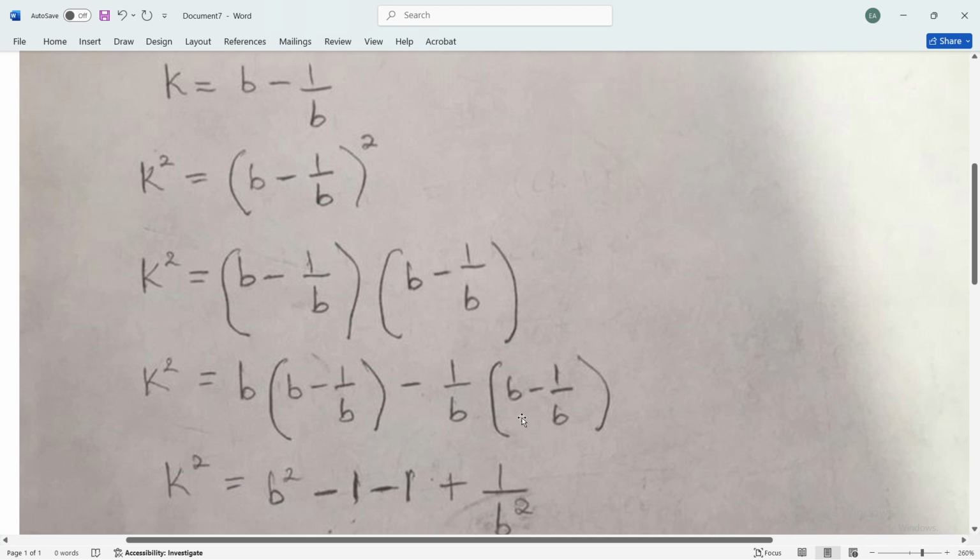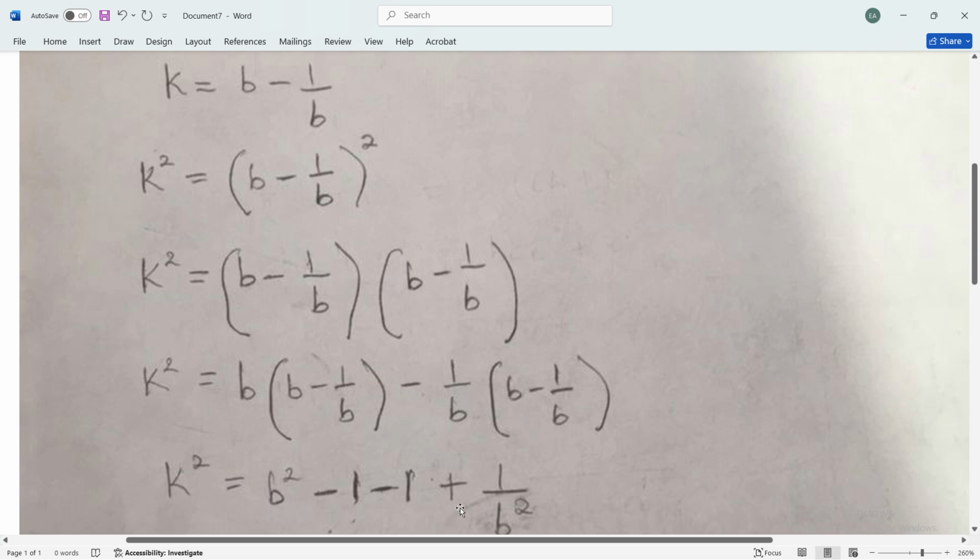Negative gives positive, right? So we are going to have a positive sign here because there are two negative signs here. The fraction negative 1 over b, multiplying the fraction negative 1 over b again. So the negatives here combine to form a positive, right? So that's how we have positive here.